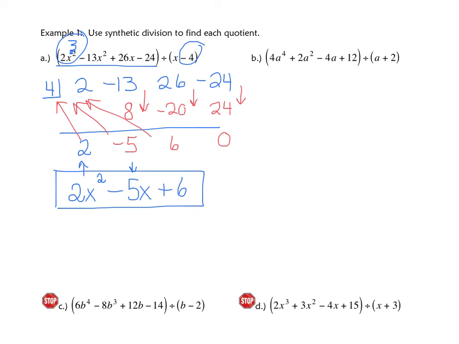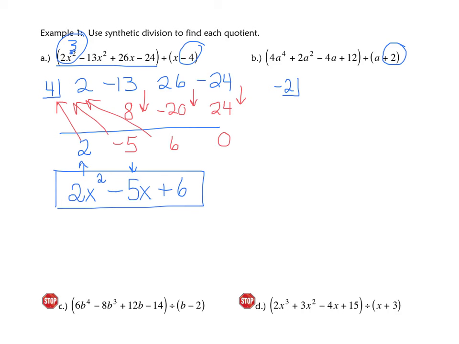Okay, let's look at example B over here. We have 4a to the fourth plus 2a squared minus 4a plus 12, and we're dividing by a plus 2. So the first thing I want to do is figure out what number goes on the outside. It's negative 2, because we have a plus 2 there, we put a negative 2.